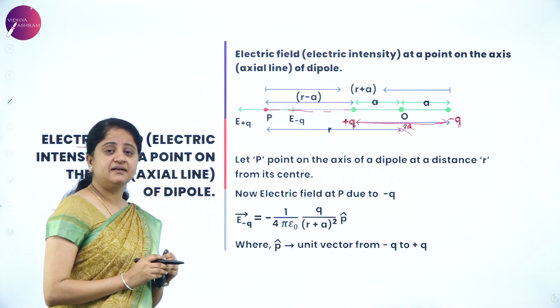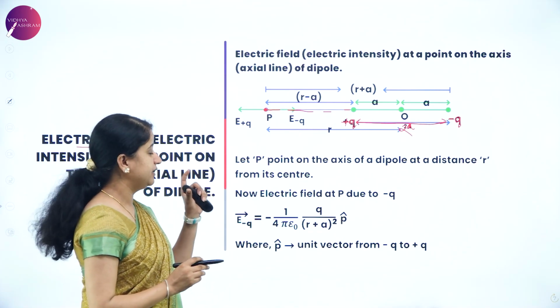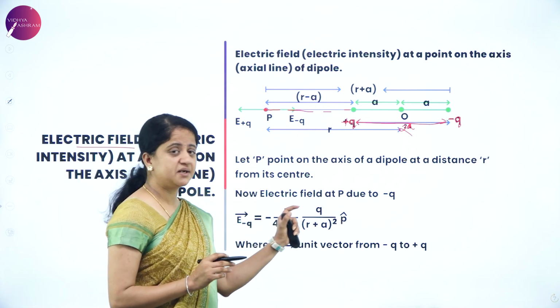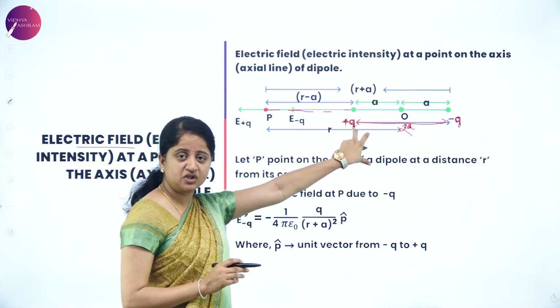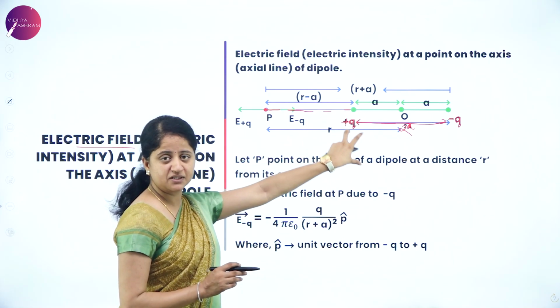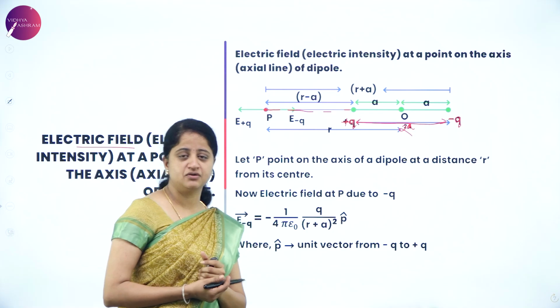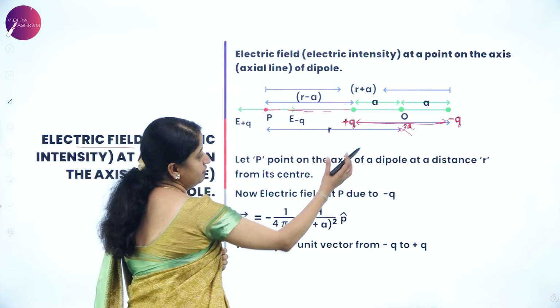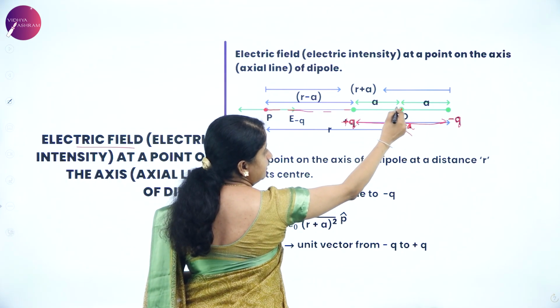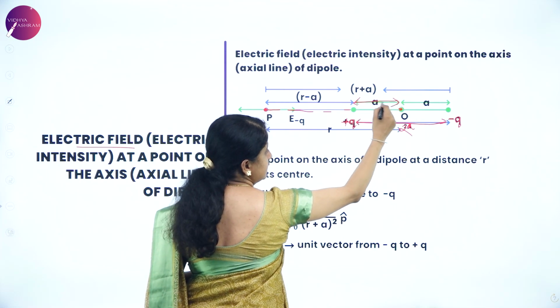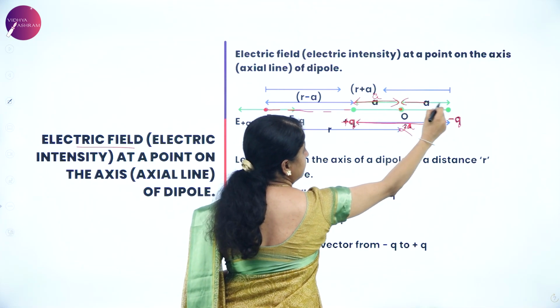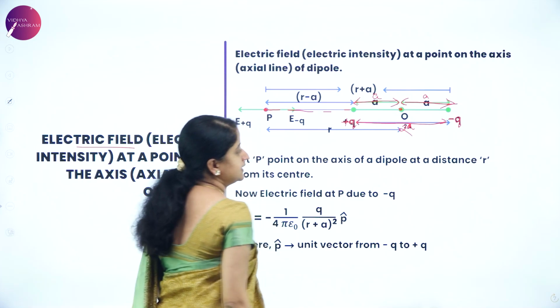We know the electric field expression, so we have to apply the same concept for the two charges. What is the electric field intensity due to the plus Q charge? What is the electric field intensity due to the minus Q charge? Now if the separation is 2A, the distance from one charge to the center of the dipole is A, and from the other charge to the center of the dipole is A again.